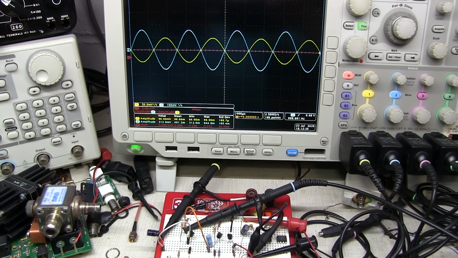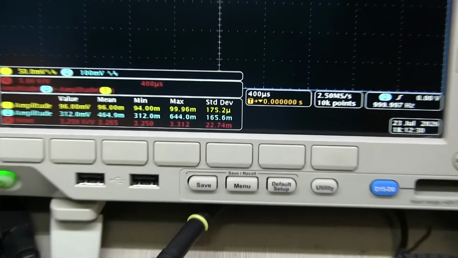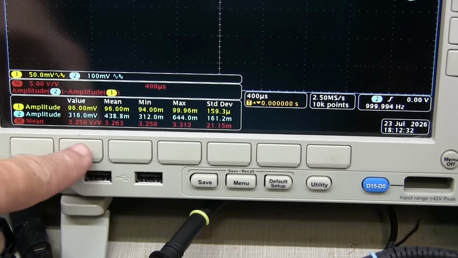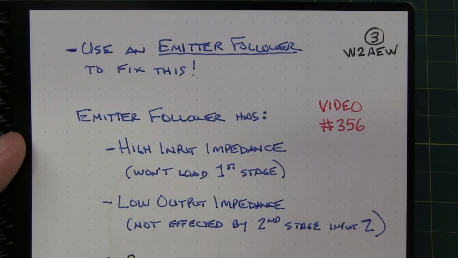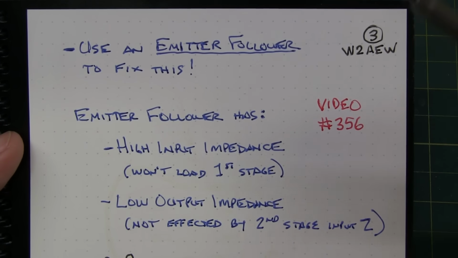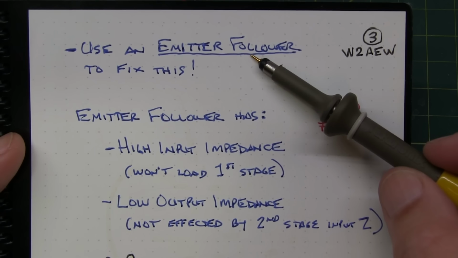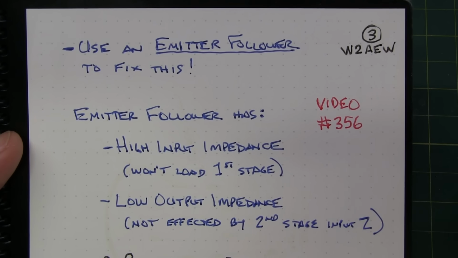If we zoom in on that, we can see that that gain is now dropped to about 3.3 or so, which is about what we expect. Okay, so how do we mitigate this? Well, we can certainly use an emitter follower between the stages, and that'll fix this.